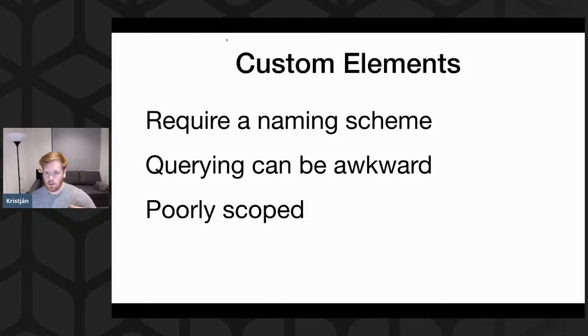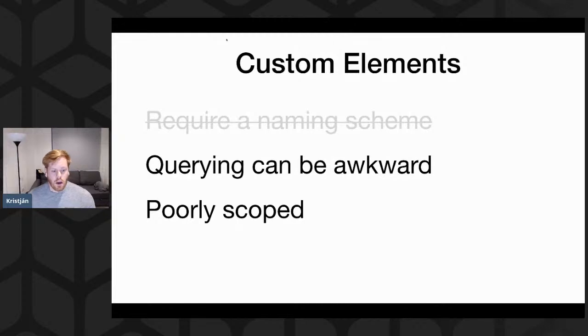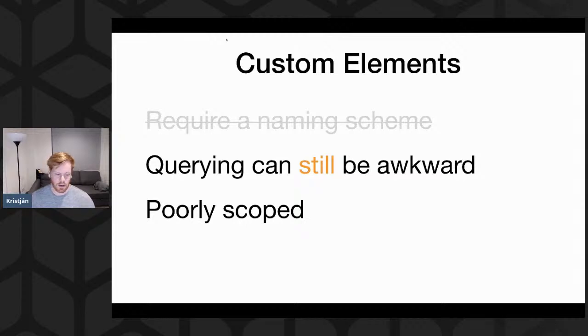This is the slide from before, the behavior slide, but I'm going to cross out the things that I think are not valid anymore because we're using custom elements. We definitely don't need a naming scheme anymore. But is querying still awkward? I think it can still be awkward when you're using custom elements. Like I showed before, there's boilerplate that we could just get rid of.